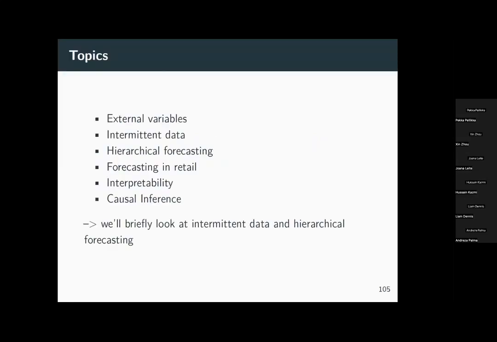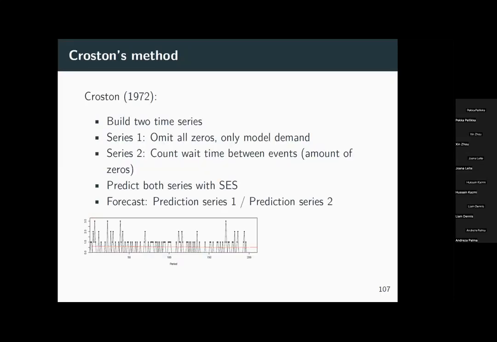There are many of those. The ones I could think of are external variables, intermittent data, hierarchical forecasting, forecasting in retail, interpretability, causal inference. I have material for all of those, but I wanted to look into intermittent data and hierarchical forecasting. Maybe very briefly go into just this intermittent forecasting.